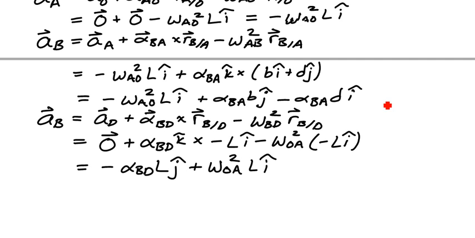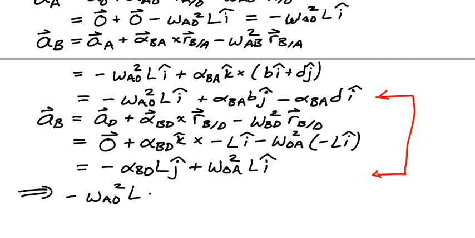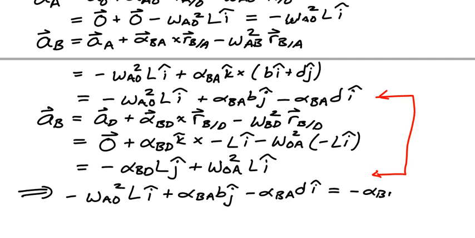As we did with velocity here, it's important to be cognizant of the fact we have two different expressions for the same thing, namely the acceleration of point B, so I can equate those. From the first expression, I'll have minus omega OA quantity squared times L in the I plus alpha BA times little b in the J minus alpha BA times little d in the I has to equal minus alpha BD times L in the J plus omega OA quantity squared times L in the I.